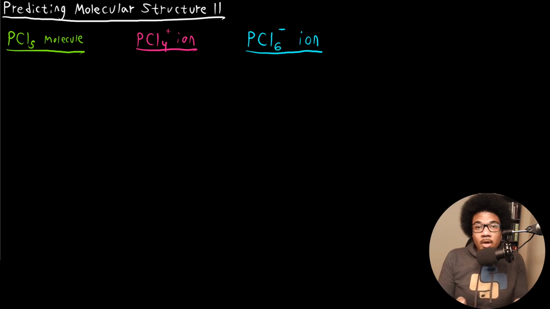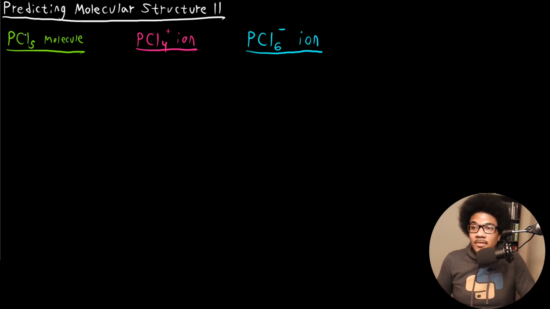In this video, we're going to look at a few more examples of using VSEPR theory in order to predict molecular structure. So in this example, I've got three different molecules that are formed between reactions of phosphorus and chlorine. We've got PCl5, PCl4+, and PCl6-.